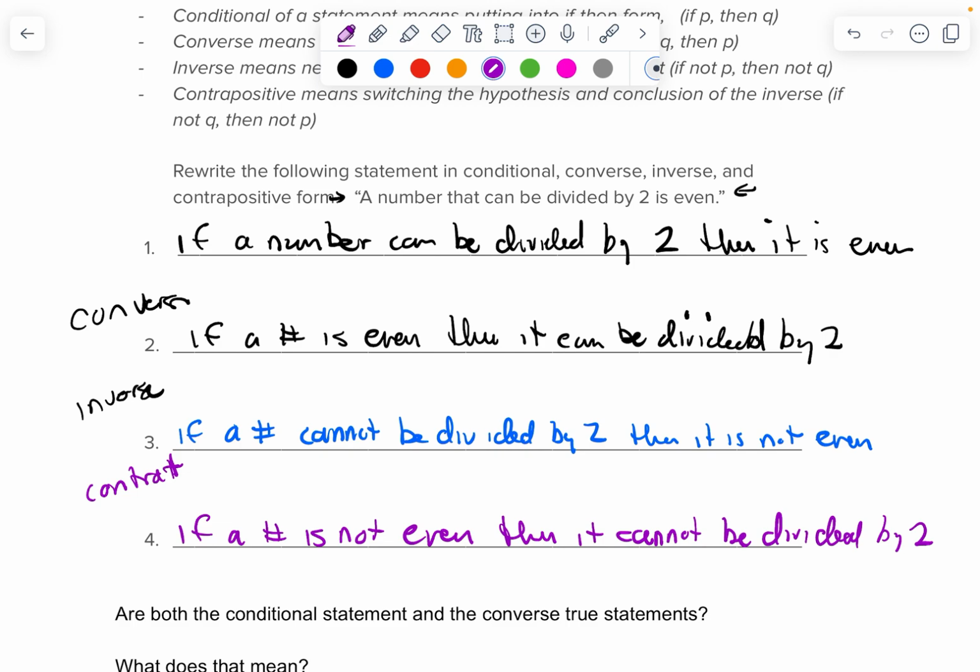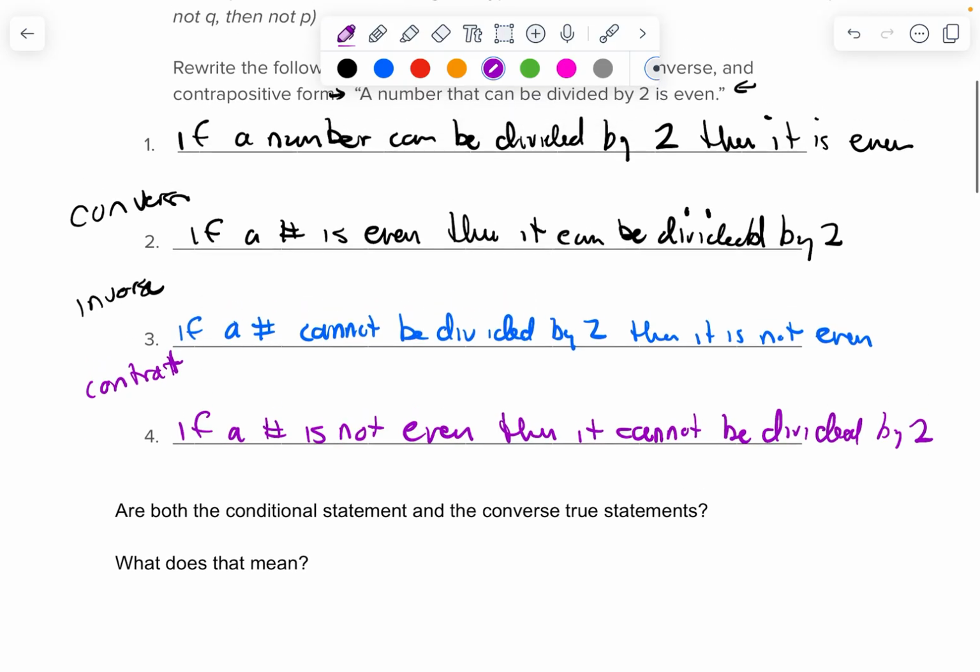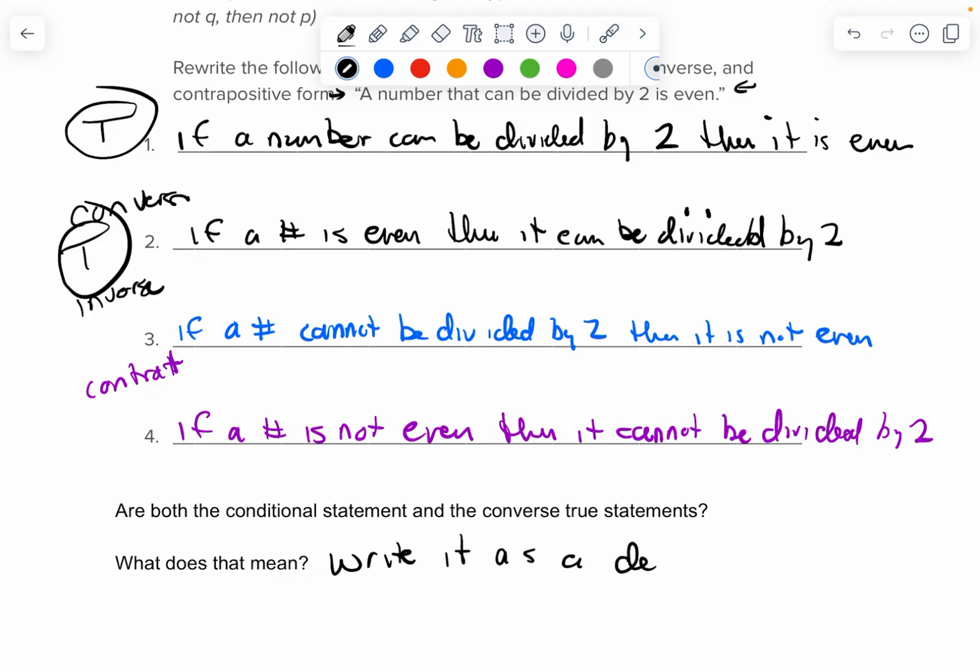Now I look at, are the conditional and the converse true statements? If a number can be divided by 2, then it is even. That is a true statement. If a number is even, then it can be divided by 2. That is also a true statement. So if it is true forwards and backwards like that, then I can write it as a definition, which means I'm going to write it as a biconditional.